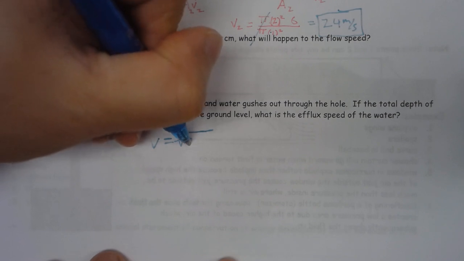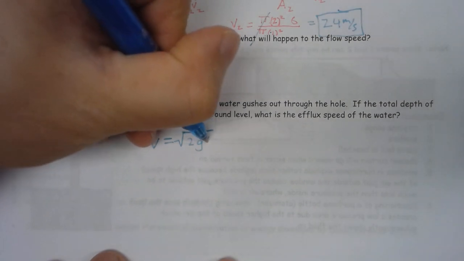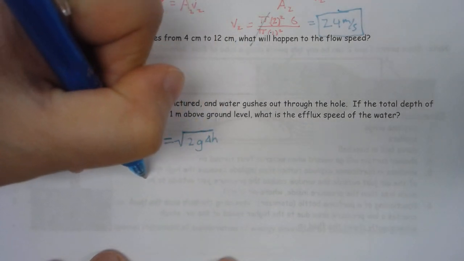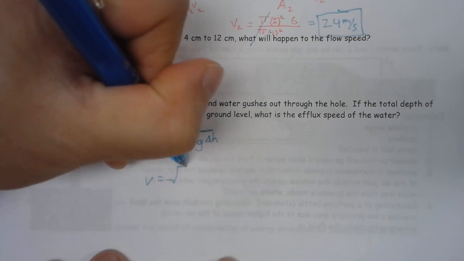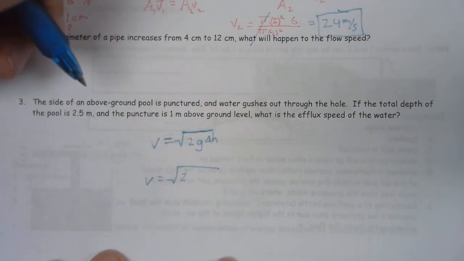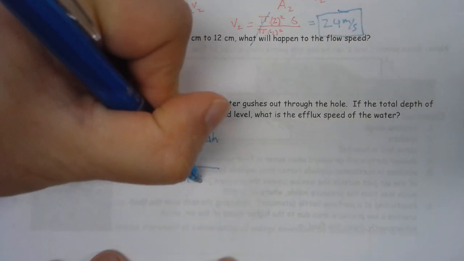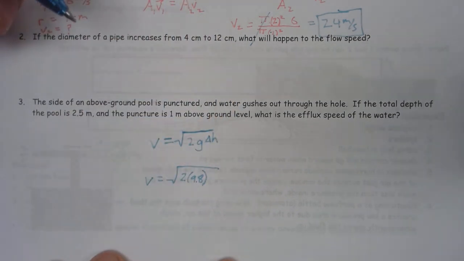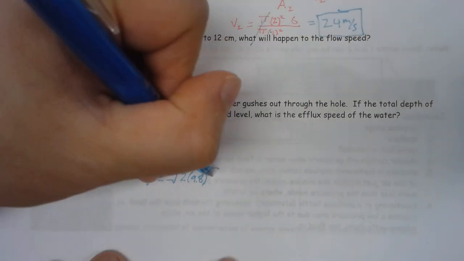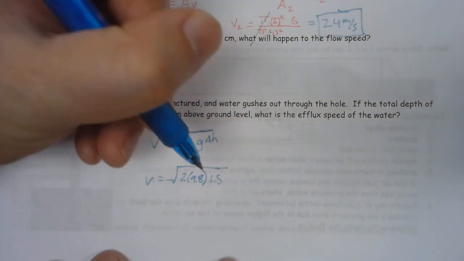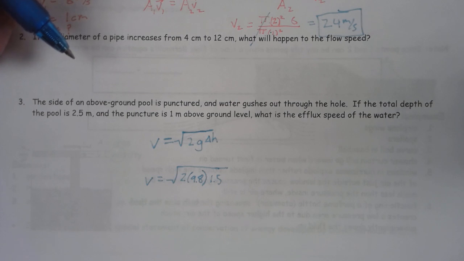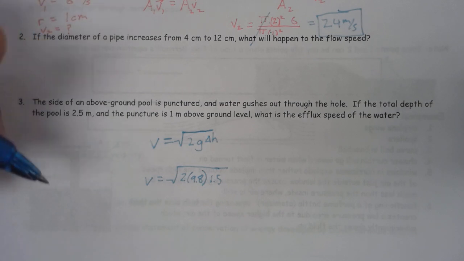What's the equation? Square root of 2 G H. Wait, 2 is a constant. What's G? A constant for this planet. And our change in height is 1.5. That's so easy. If that appears on the test, it's like cheating. Because it's a named rule, so I don't see why we can't put it down.